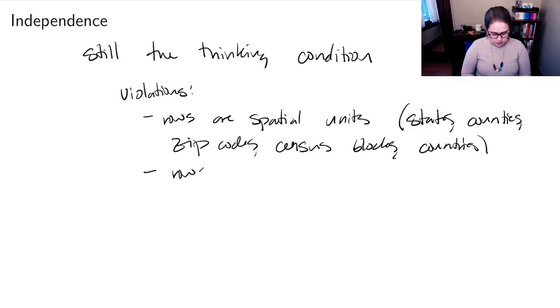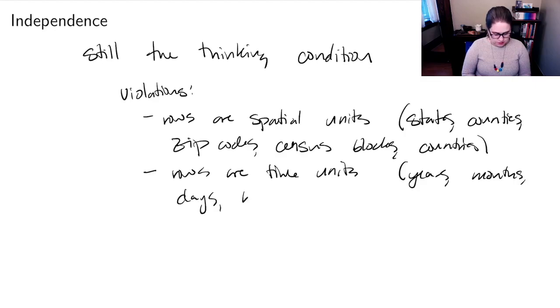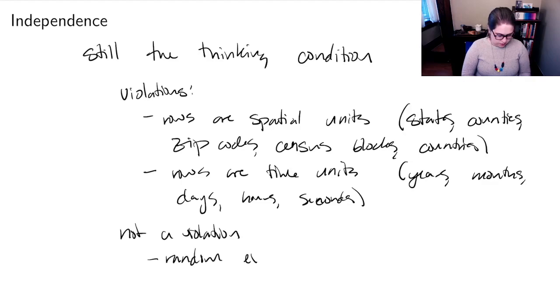Or if the rows are time units, so things like years, months, days, hours, seconds, those are going to be violations of the condition. Not a violation would be a random experiment or a random survey. So no plots to help you out with independence.